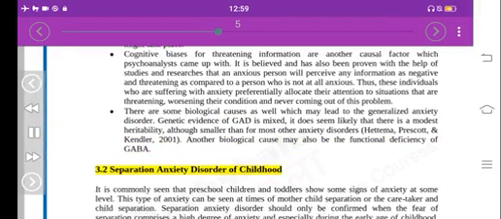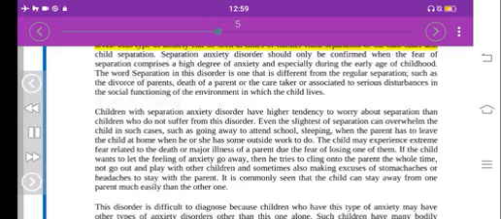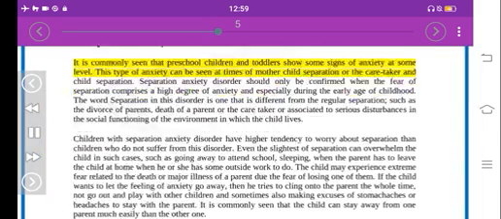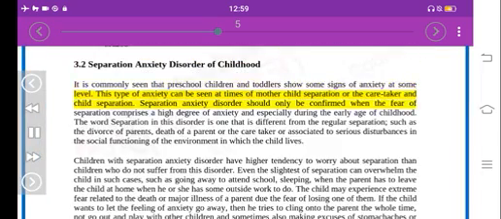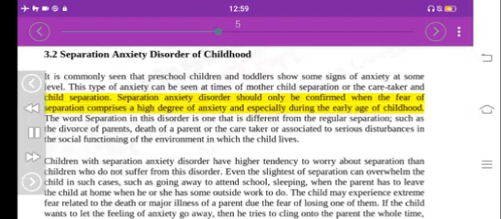3.2 Separation anxiety disorder of childhood. It is commonly seen that preschool children and toddlers show some signs of anxiety at some level. This type of anxiety can be seen at times of mother-child separation or caretaker and child separation. Separation anxiety disorder should only be confirmed when the fear of separation comprises a high degree of anxiety, especially during the early age of childhood.